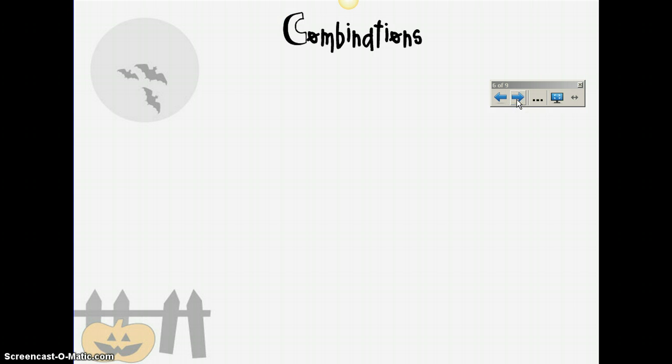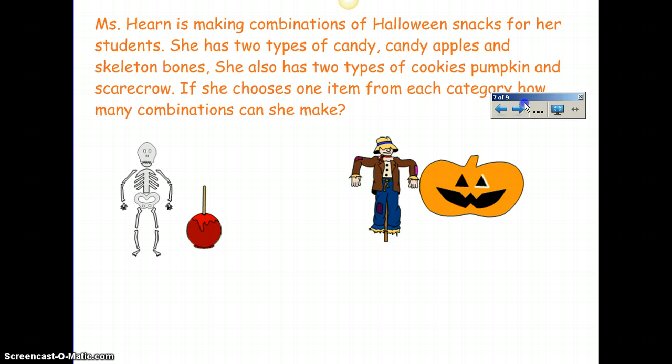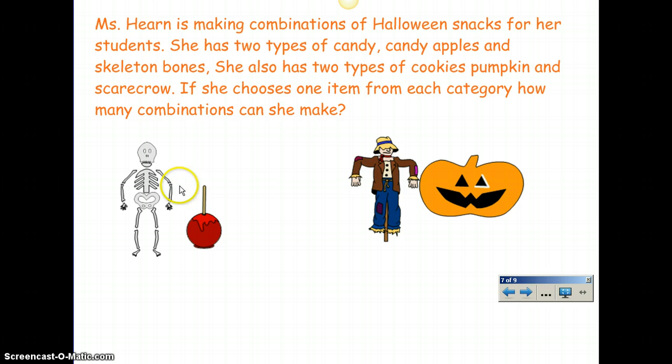Let's talk about combinations. What are combinations? Well, I went over the definition of combinations, and combinations are basically making combinations of different things. Let's read this question. Miss Hearn is making combinations of Halloween snacks for her students. She has 2 types of candy. I have candy apples and skeleton bones. I also have 2 types of cookies, pumpkin cookies and scarecrow cookies. If I choose one item from each category, how many combinations can I make?